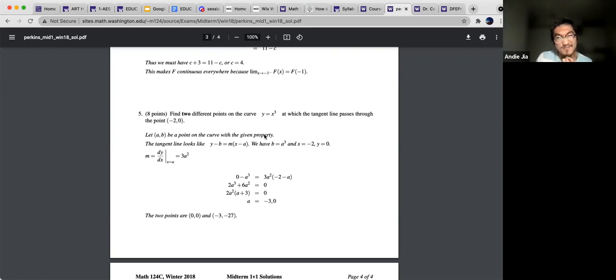So this is the A and B. There's no special other point. Then just find the tangent line. It's y minus b equals m, the slope, times x minus a. With b equal to a cubed, and then x is -2 and y equals 0. Then you set them equal, plugging in this point, and then you find the roots for a.